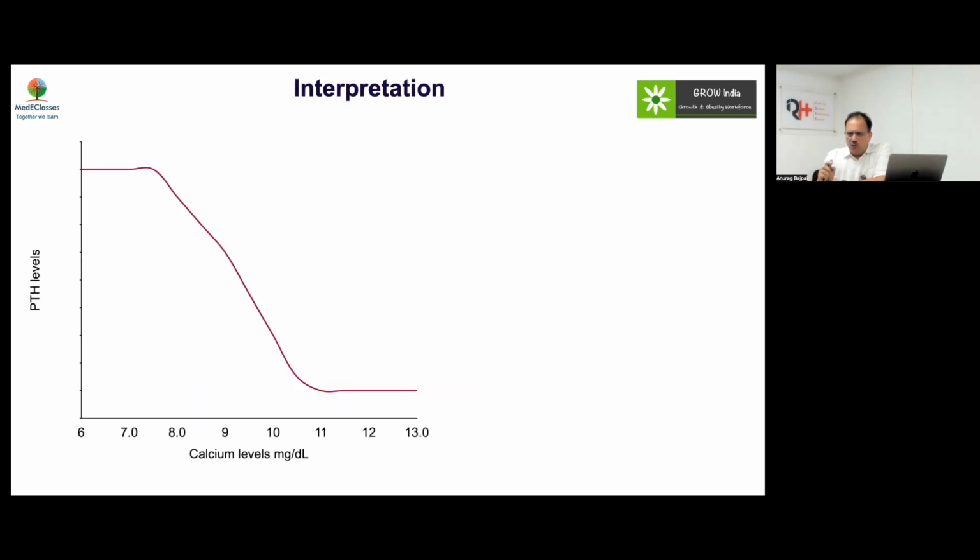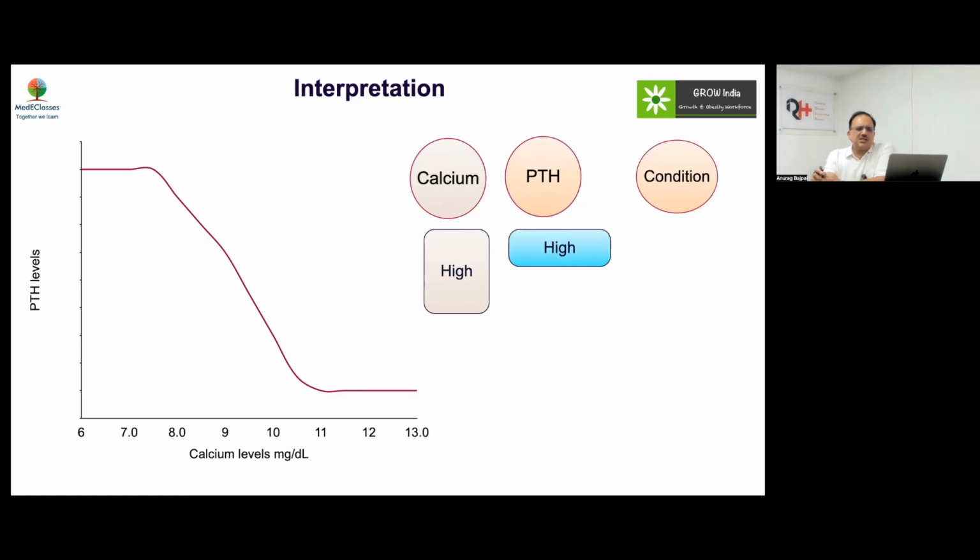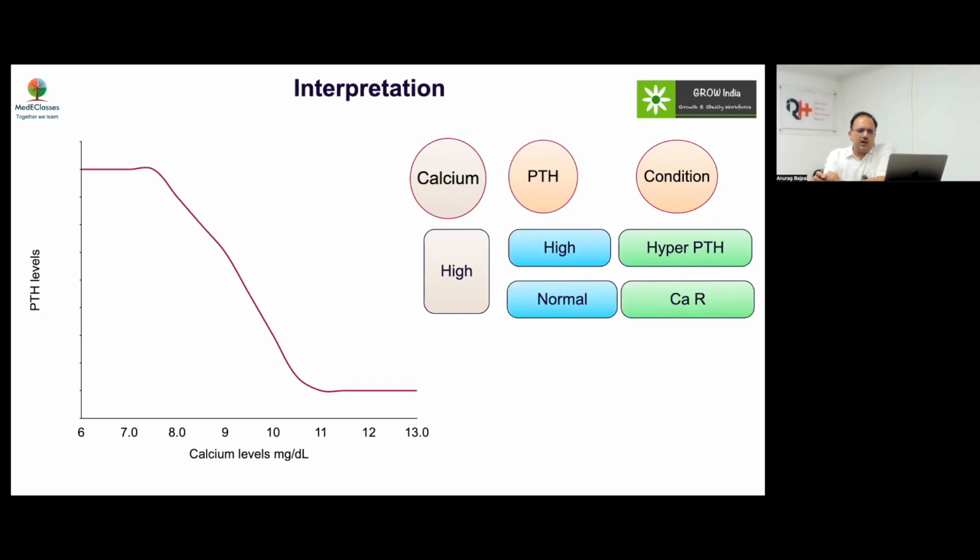As discussed, always interpret the PTH level with regards to your calcium level. If your calcium is high and your PTH is high, it is of course hyperparathyroidism. And if your PTH is normal, it will be a problem in terms of a calcium sensing receptor defect. So this is something important. The level of elevation of PTH is lower in a calcium sensing receptor defect as against hyperparathyroidism. Remember that the high levels of PTH you see in the setting of secondary hyperparathyroidism, like 200, 300, are rare in scenarios of primary hyperparathyroidism.